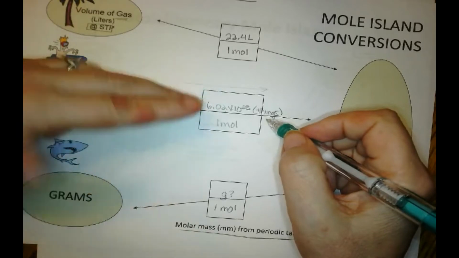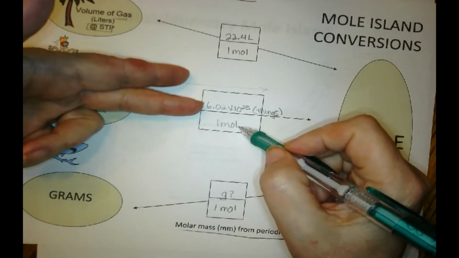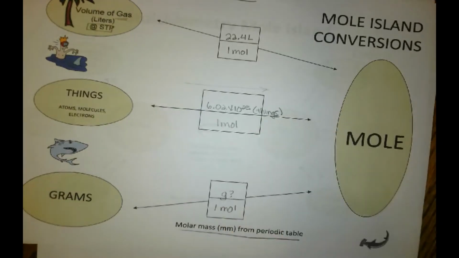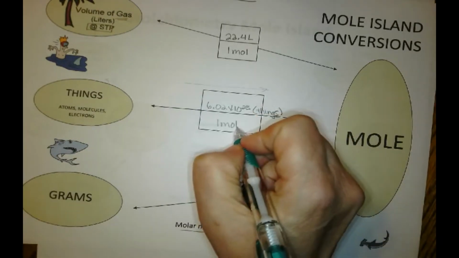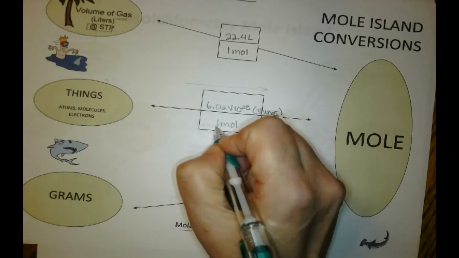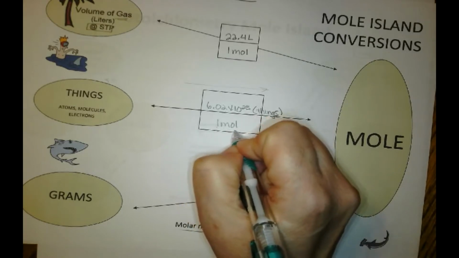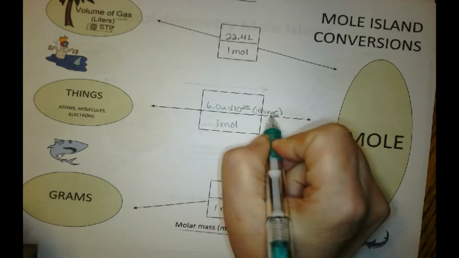How did we know which way to write it? Well, that's by putting whichever unit you want on the bottom and going to where you want on top. And then we plug in our numbers. It doesn't matter if moles is on top or on the bottom. For this conversion, one stays with moles. 6.02 always stays with things.